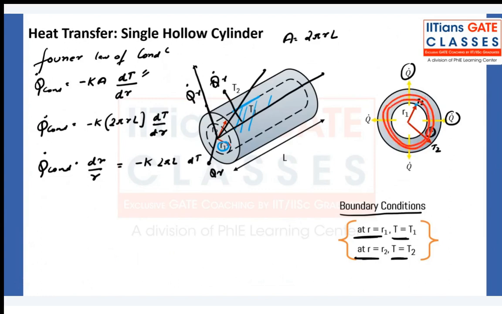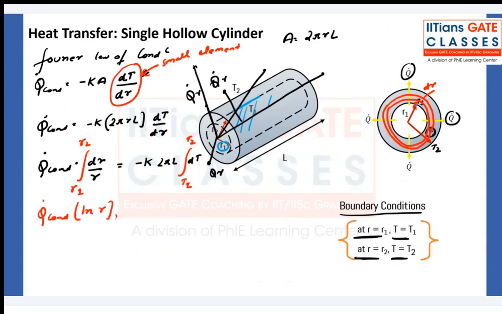This is your dr, so it is only valid for a small element. But in order to find out the total thickness, we need to integrate this. We will integrate this from R1 to R2, and T1 to T2. So when you integrate this, you will get Q dot conduction ln R1 by R2 equals minus K 2 pi L (T2 minus T1).